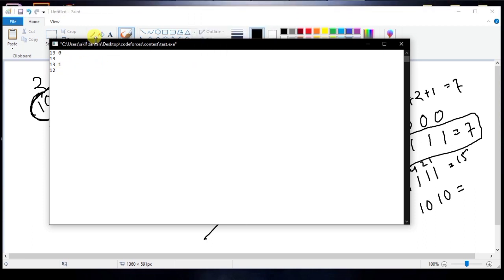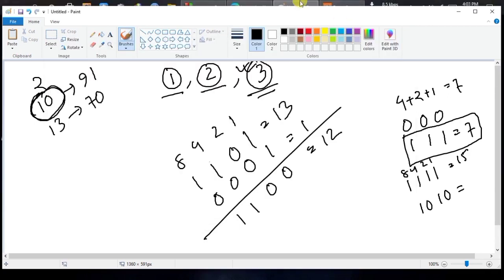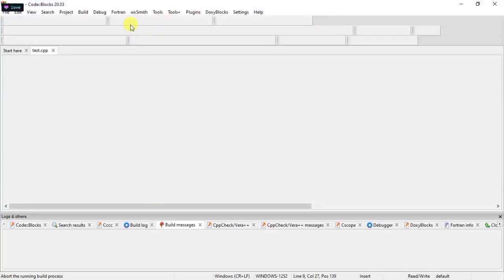Okay, if we see 13 and 2, the result will be 15. 13 and 3, the result will be 14. But we don't need to do it with 13 every time, you know. We'll do it like this.